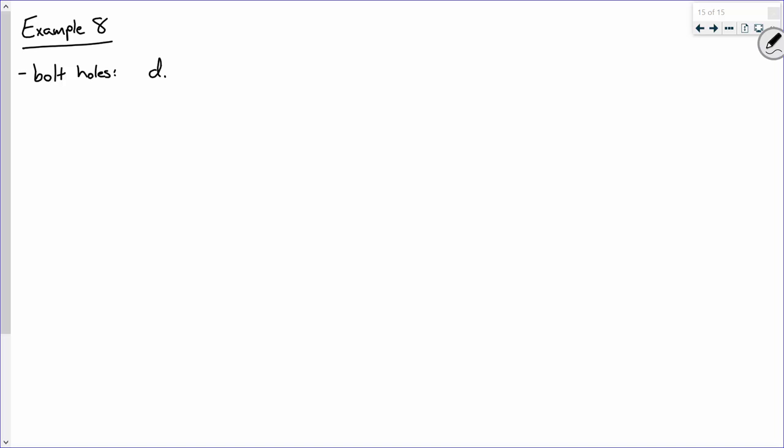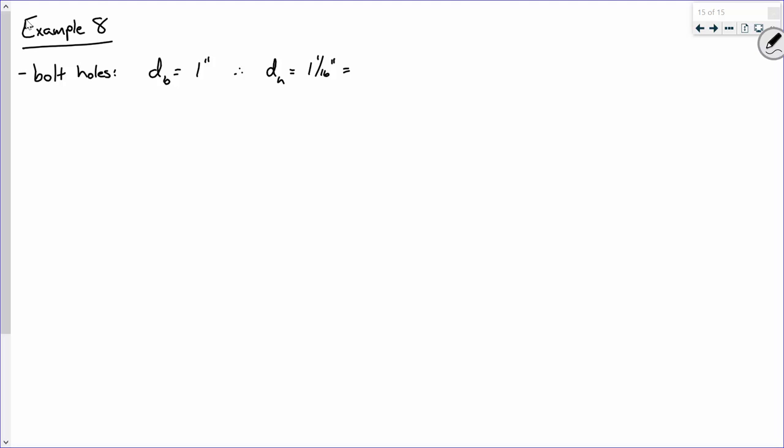Now, help me out. What's the diameter of the bolt? 1 inch. So what does that mean? 1 1/16. There we go. So the hole diameter is 1 1/16 of an inch. Or if you want a decimal value, what's that going to be?